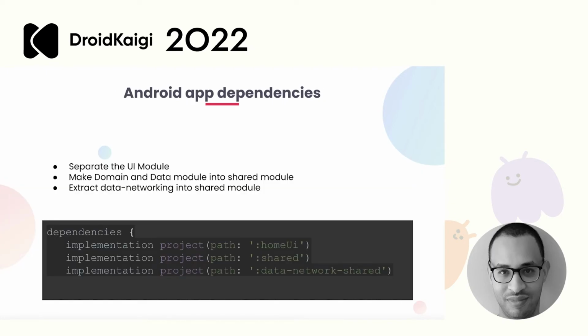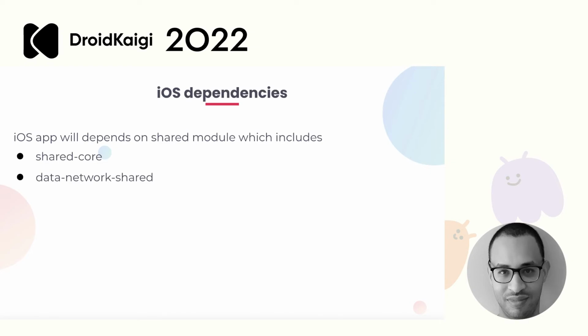After setting all that, our Android app will depend on our UI module and the shared module, and potentially the other shared modules if we need to define the dependency injection module in our app module with Dagger or Hilt. And the iOS app will be provided with the shared umbrella module that includes shared core and data network, and the only thing missing is the UI module to make the iOS app work.